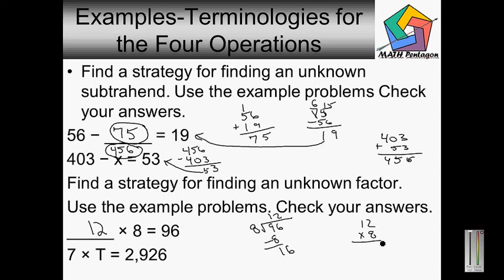12 times 8. 2 times 8 is 16. You carry the 1. 8 times 1 is 8, plus the 1 is 9. As you can see, it checks out pretty well. So 12 would be the answer for this question. Okay, we have 7 times t equals 2,926. So you basically do the same strategy for this one. To find that t, you have to divide. So we divide 2,926 by 7.